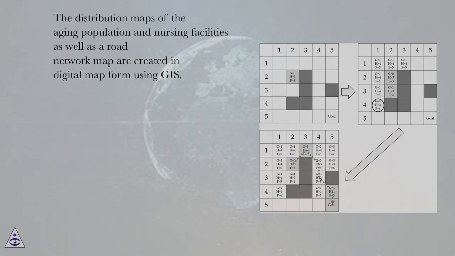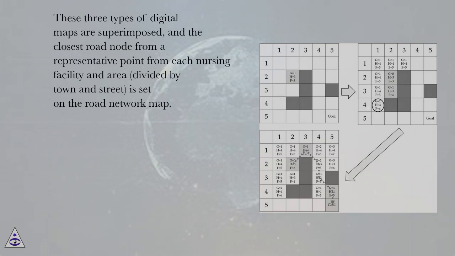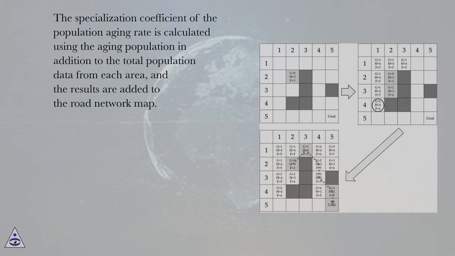The distribution maps of the aging population and nursing facilities, as well as a road network map, are created in digital map form using GIS. These three types of digital maps are superimposed, and the closest road node from a representative point from each nursing facility and area, divided by town and street, is set on the road network map. The specialization coefficient of the population aging rate is calculated using the aging population in addition to the total population data from each area, and the results are added to the road network map.